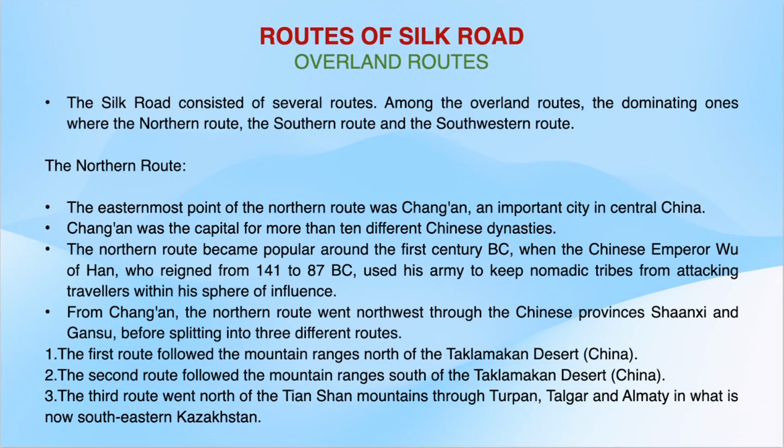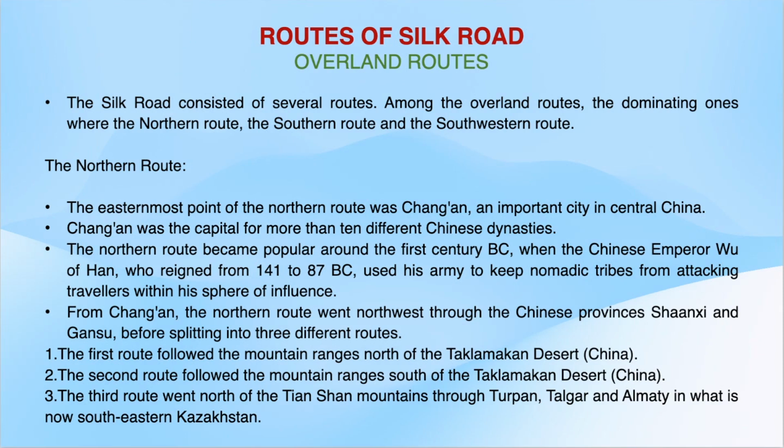So now we'll be speaking about the various routes of the Silk Road. The overland Silk Road consisted of three dominant routes: a northern route, a southern route, and a southwestern route. In the northern route, the easternmost part was Chang'an, an important city in central China, which was capital for more than 10 different centuries, and the northern route became popular around the 1st century BCE.